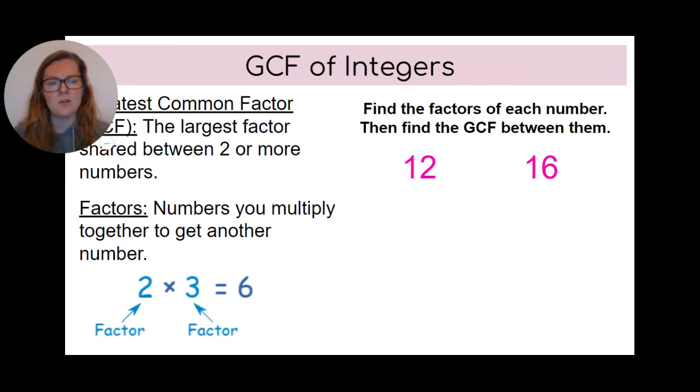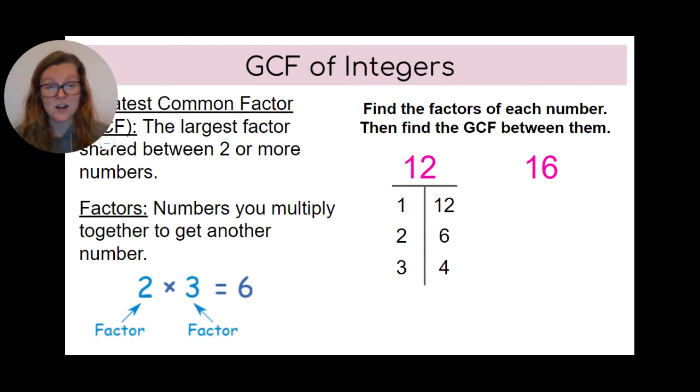So when I think about finding factors, I like to do what's called a T-chart, and I like to start with the smallest number and work my way to the largest factor. So what times what would give me 12? I'm going to start with 1 times 12, go to the next number, 2 times 6, and 3 times 4 would give me 12. I know that I'm done with my factors because my next number would be 4. I already used 4, so I'm done.